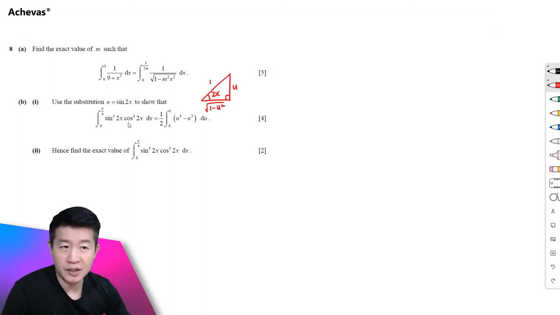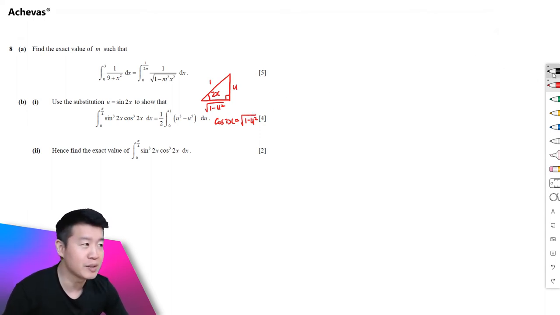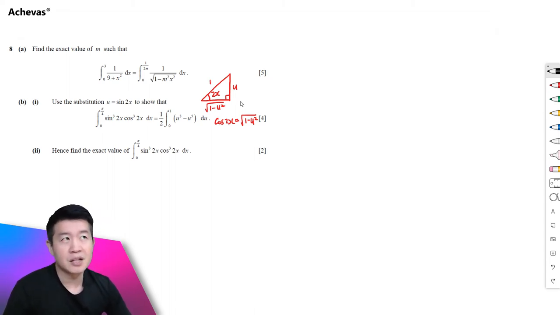From this triangle, we can deduce what we want to replace cosine 2x with. Cosine 2x is adjacent over hypotenuse, which is square root of 1 minus u squared. You can definitely do something like this. But let me show you another possible strategy, something I've shared in my tuition class, and I think it can be quite useful occasionally. It is not a foolproof method, but let me just show you guys.